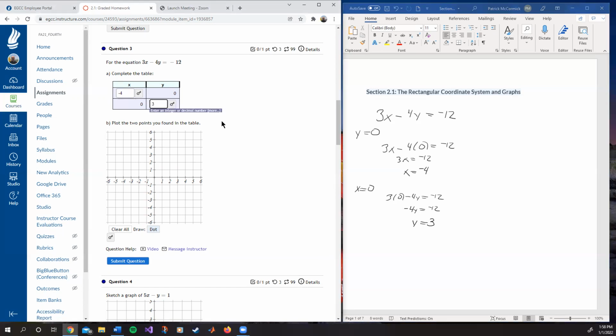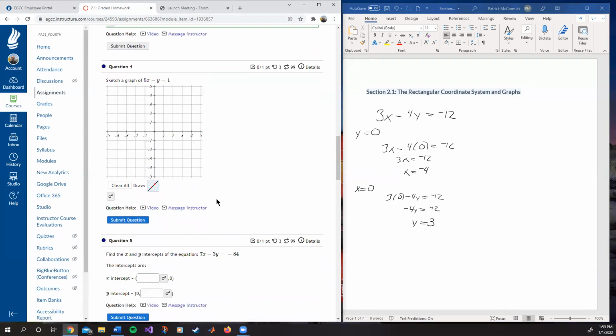All right, now plot the 2 points you found in the table. It's easy to forget and not do the second part. So x is -4 and y is 0. Essentially we found the x-intercept. The second point is 0, 3. We found the y-intercept.